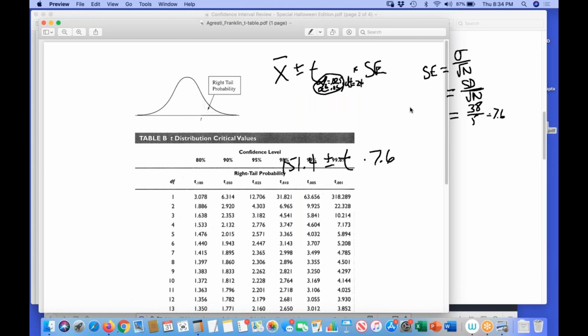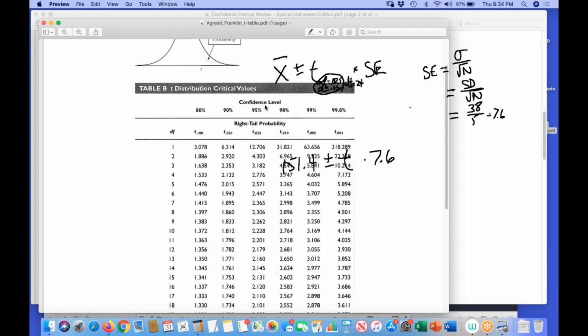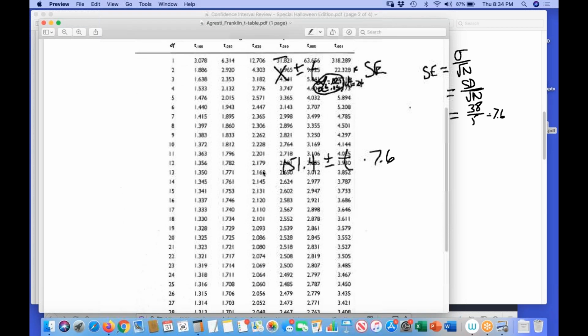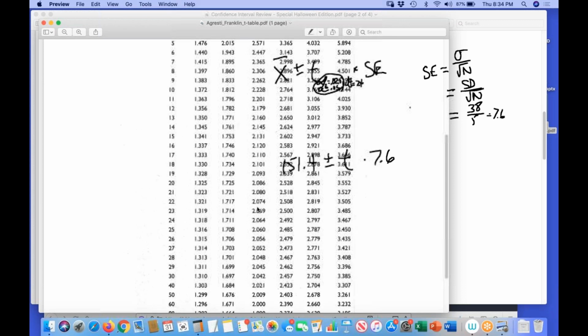Okay, so in our case, we now have to scroll down to, first of all, confidence level. What confidence level do we want? 95%. Right tail probably, see, there's our T 0.025, because you're just looking at one tail, 2.5%, but then you have to consider the other tail too, another 2.5%. So that means 95%. Okay, so I'm going to scroll down until I get to 24 degrees of freedom. 24 degrees of freedom is a T score of 2.064.